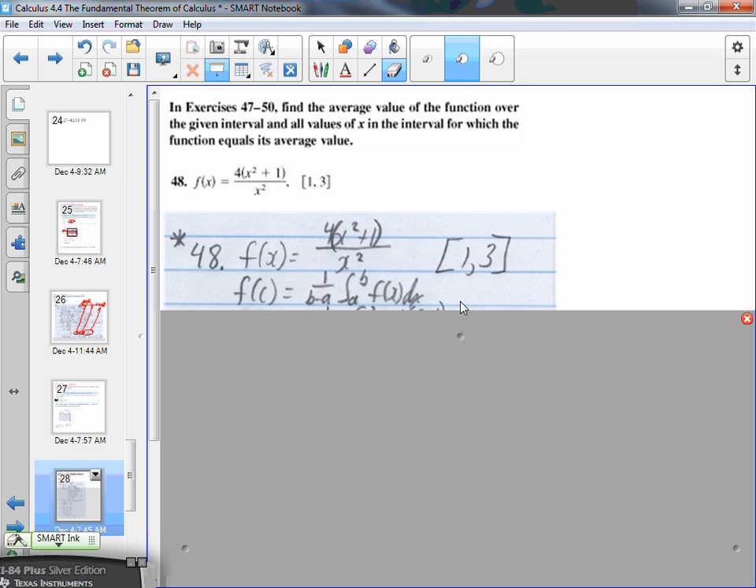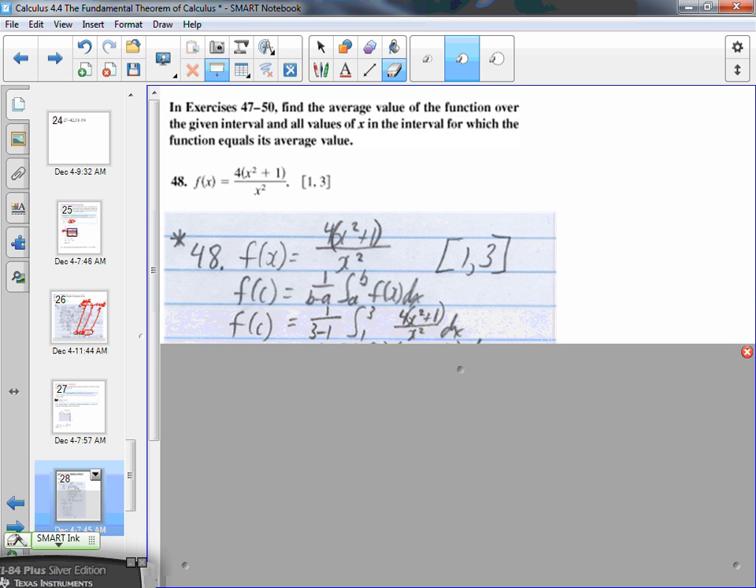So let's fill everything in that we know. Okay, we've got 1 over b minus a. Well, a is 1, b is 3, correct? So our average value equals 1 over 3 minus 1. Then we have the integral from a to b, so the integral from 1 to 3, of f of x, which they told us is 4 times the quantity x squared plus 1 all over x squared dx.